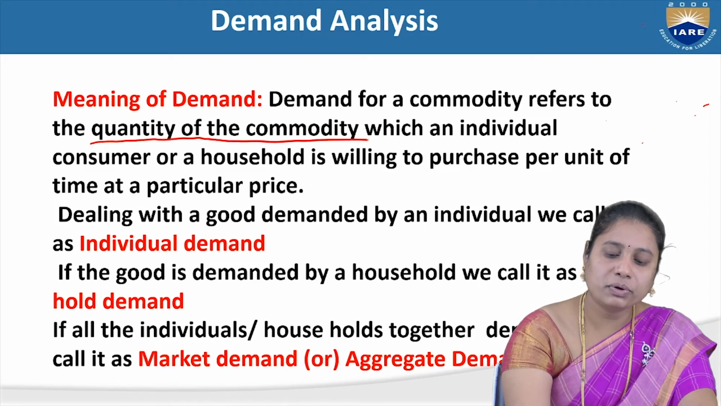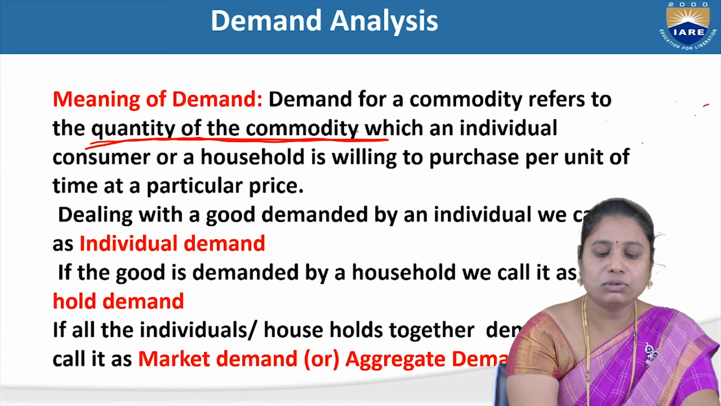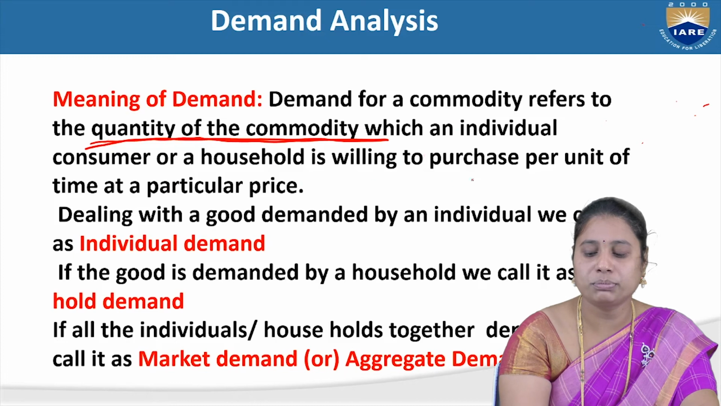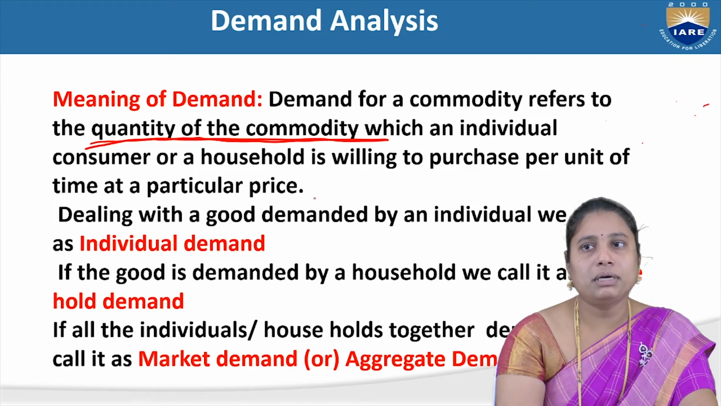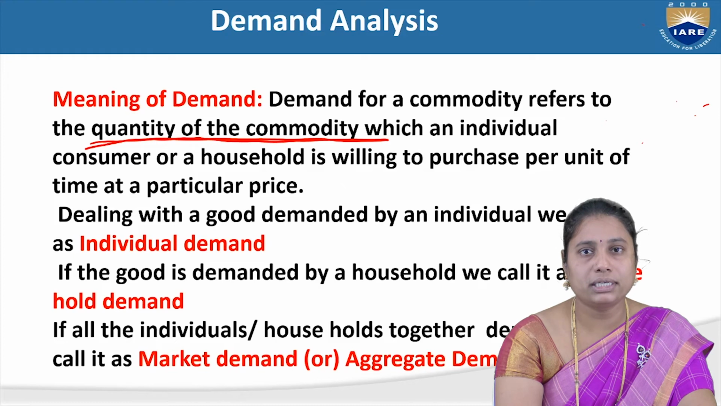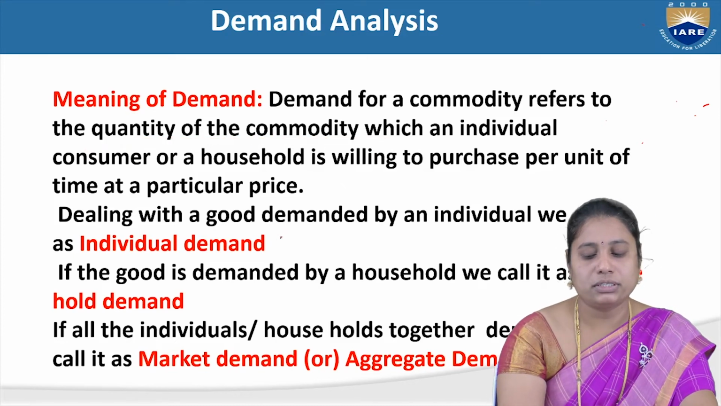quantity of the commodities. So here the demand for a commodity refers to the quantity of the commodity which an individual consumer or household is willing to purchase per unit of time, at a particular time, at a particular price, based on their income levels, their taste and preferences, and the availability of alternative products. Everything is taken into consideration.